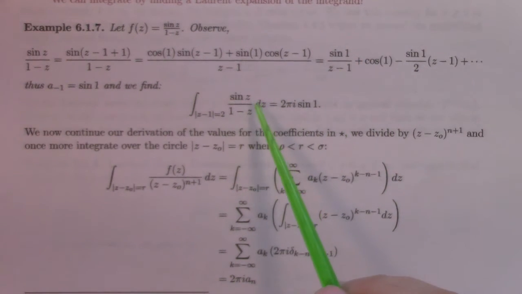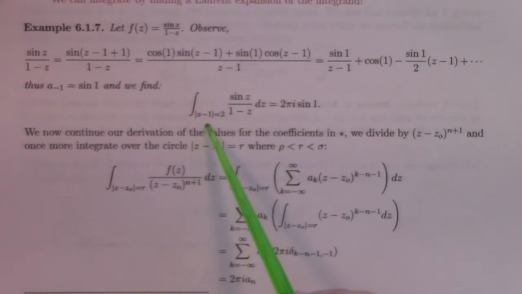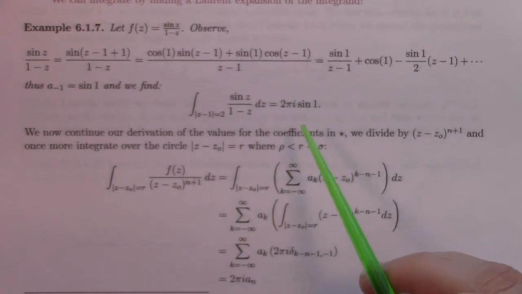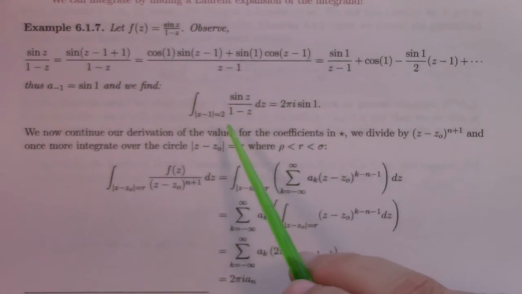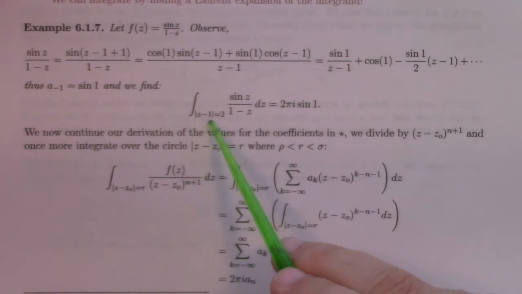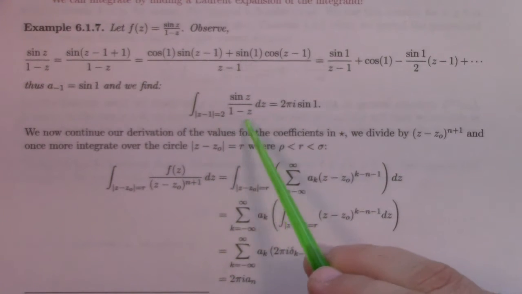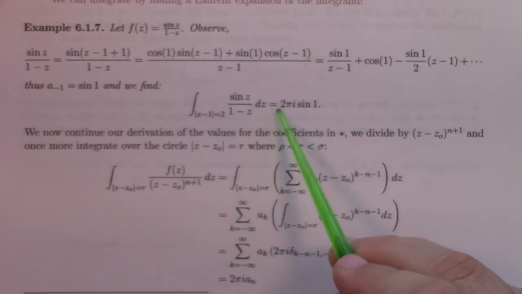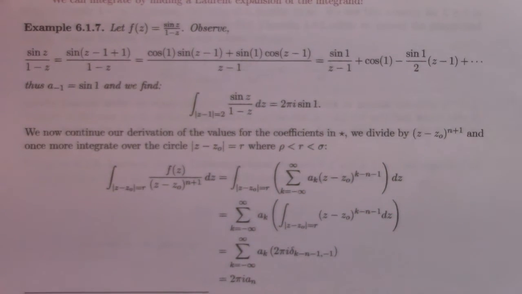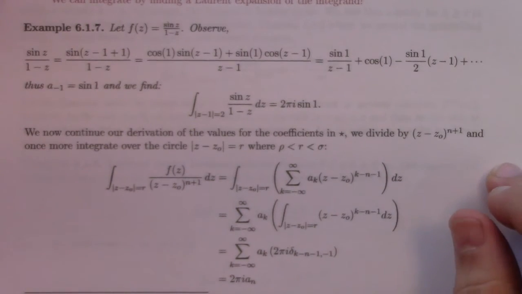So if you want to integrate the sine of z over 1 minus z over, say, the circle of radius 2, centered at 1, I mean circle of radius 2, not disk, I'm an idiot, then it's just 2 pi i times sine of 1 by what we just did. Wow, man, that's pretty cool.